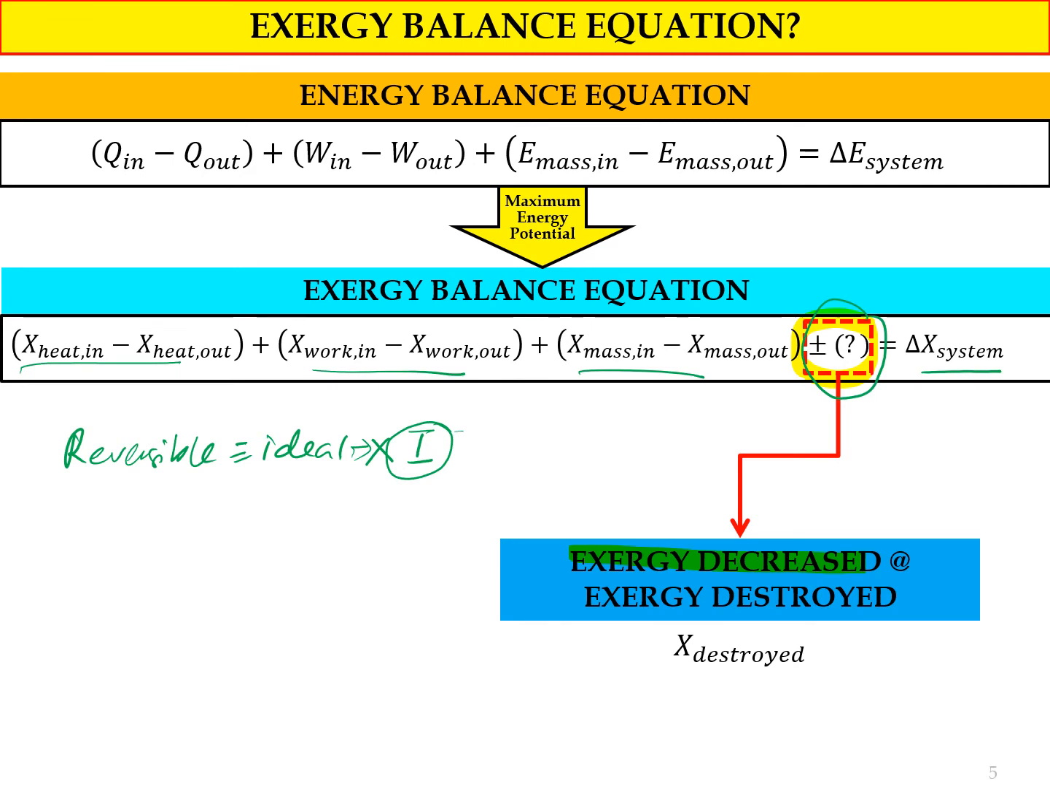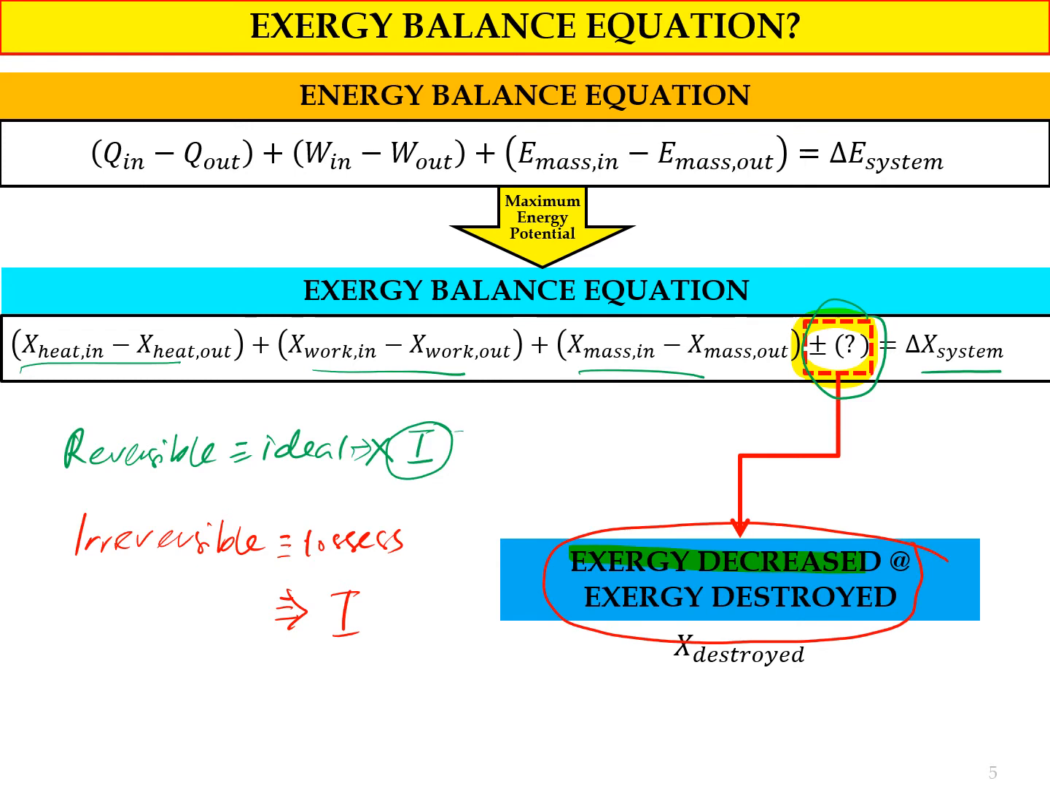But if the system is irreversible, there will be losses. Okay, something that we cannot avoid. For example, in the real system, there will be losses, and these losses lead towards irreversibility or exergy destruction. This is introduced here, exergy destruction or exergy destroyed. So how do we calculate exergy destroyed? It relates to irreversibility. That's something that we must remember.